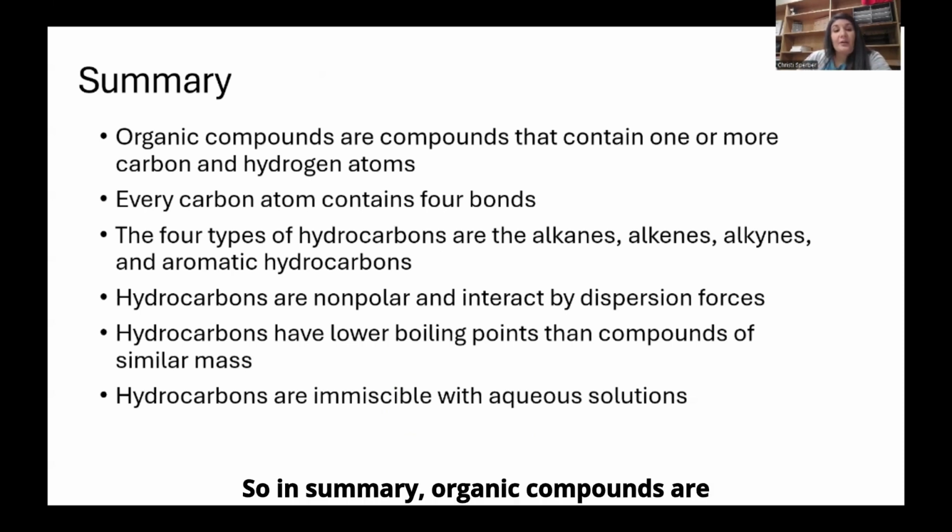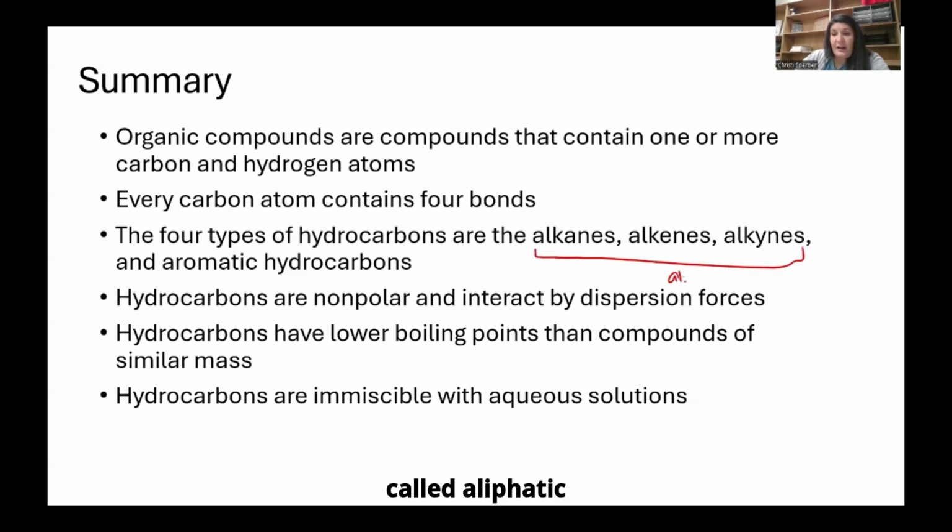So in summary, organic compounds are compounds that contain one or more carbon and hydrogen atoms. Every carbon atom contains 4 bonds. The 4 types of hydrocarbons are the alkanes, alkenes, alkynes, and aromatic hydrocarbons. Remember, the alkanes, alkenes, and alkynes are called aliphatic hydrocarbons, and then you have aromatic hydrocarbons. Hydrocarbons are nonpolar and interact by dispersion forces. Hydrocarbons also have lower boiling points than compounds of similar mass. And hydrocarbons are immiscible with aqueous solutions, so they don't mix with water.